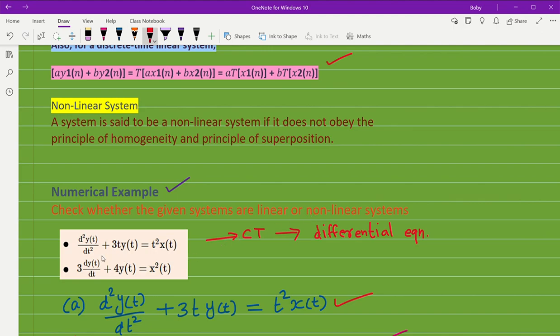So there are two systems given. The systems, they are represented by the continuous time differential equations. So the first system, that is d square y of t divided by dt square plus 3t y of t is equal to t square x of t. ഇതാണ് നമ്മുടെ first system. So let us check whether the first system is a linear system.